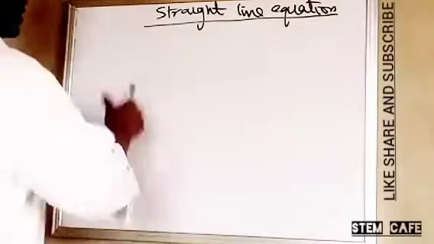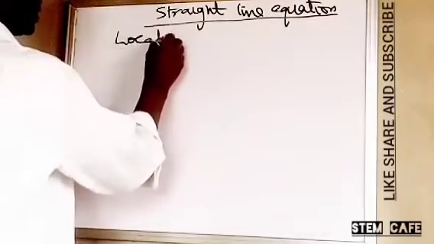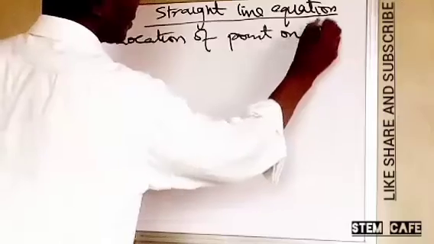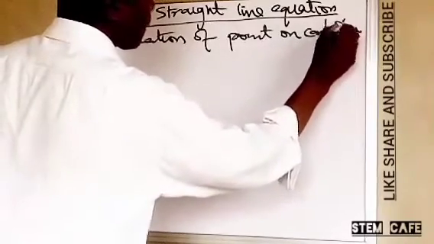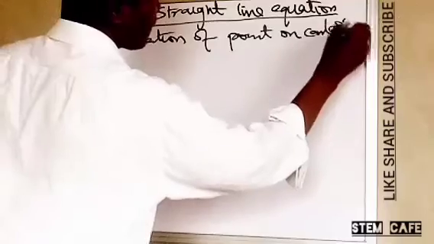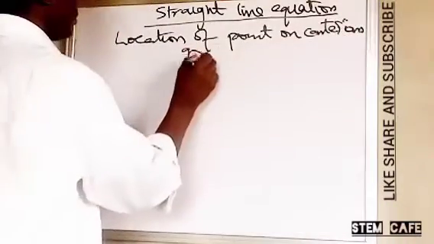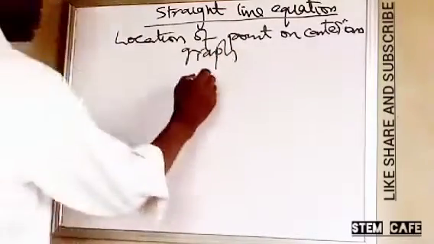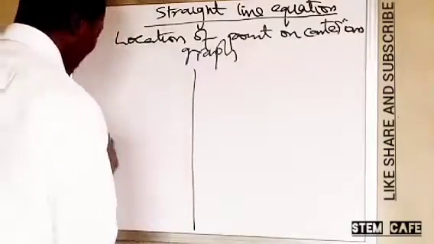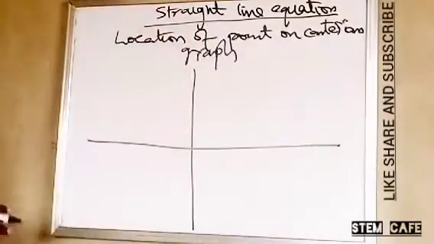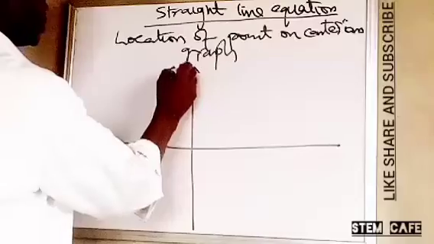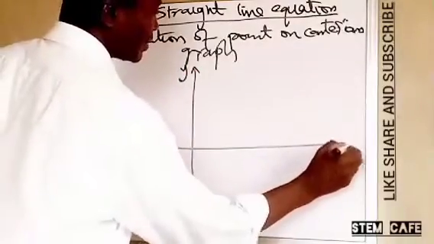We start with location of points on a Cartesian graph. How do we do that? This is how a Cartesian graph looks, with square boxes. We take the vertical axis as the y-axis and the horizontal axis as the x-axis.